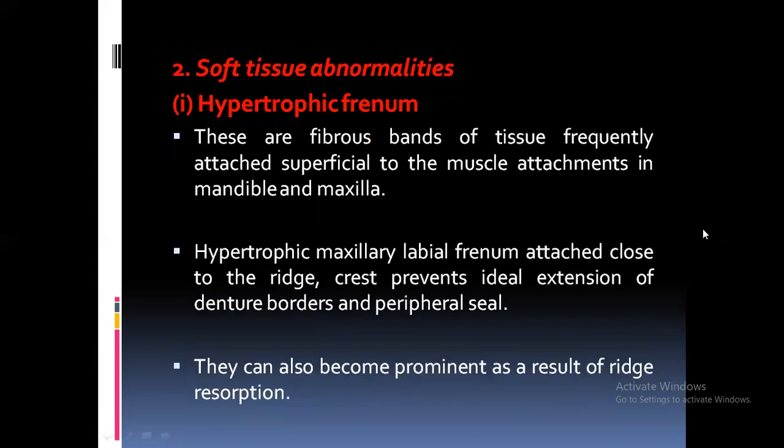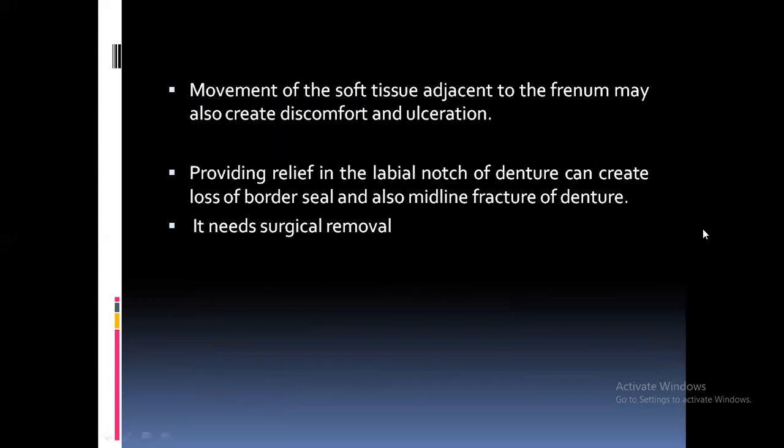And the second one, soft tissue abnormalities. Under soft tissue abnormalities, hypertrophic frenum. Hypertrophic frena are fibrous bands of tissue frequently attached superficial to the muscle attachment in mandible and maxilla. Hypertrophic maxillary labial frenum is attached close to the crest of the ridge. This prevents ideal extension of denture borders and peripheral seal. They can also become prominent as a result of ridge resorption. Movement of soft tissue adjacent to the frenum may also create discomfort and ulceration.